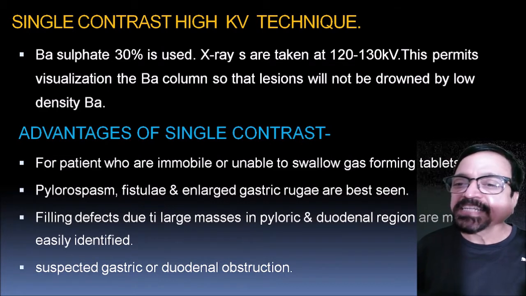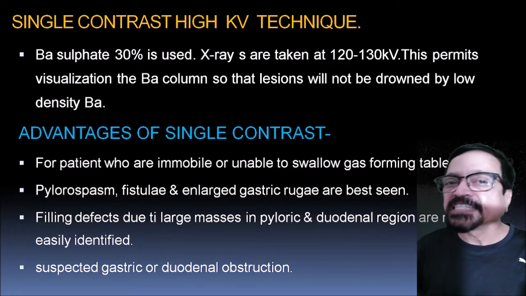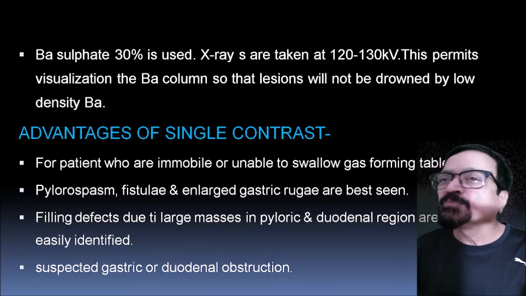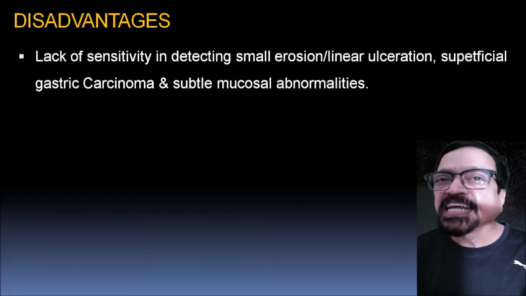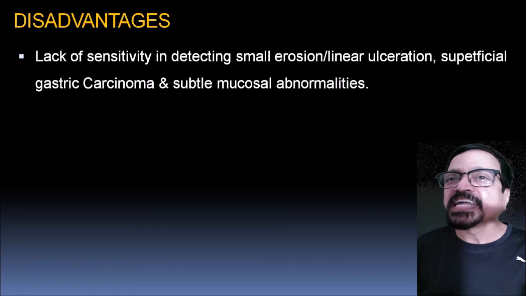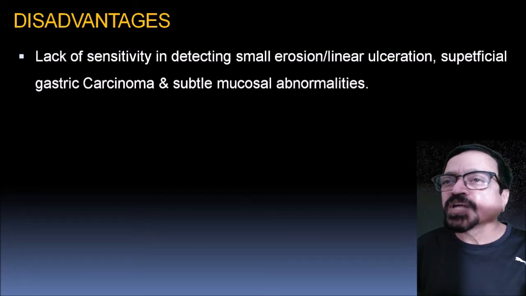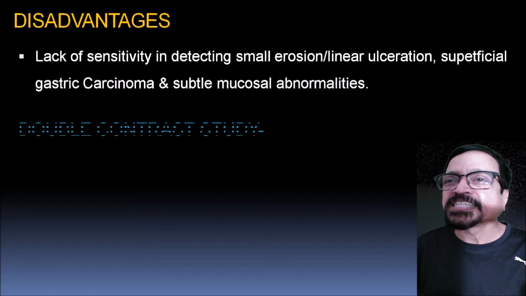Now suspected gastric or duodenal obstruction, this is an advantage because we do not need to see any mucosal detail. Then what are the disadvantages? The lack of sensitivity, small erosions, linear ulceration, superficial gastric carcinomas, and subtle mucosal abnormalities can be missed in this technique.